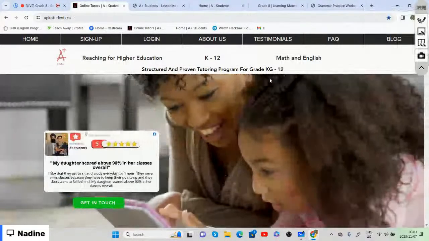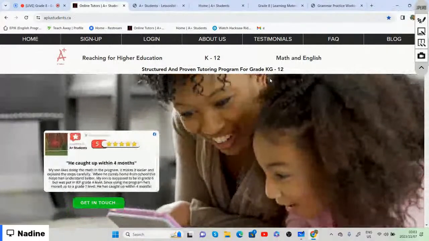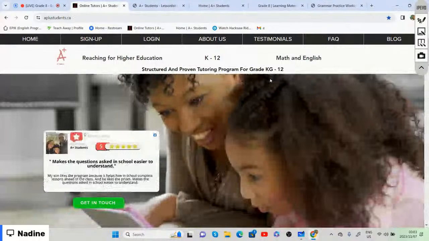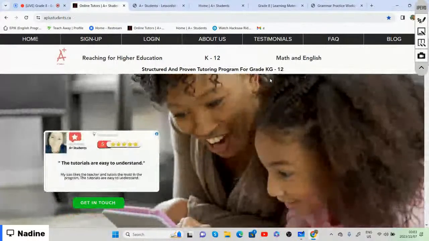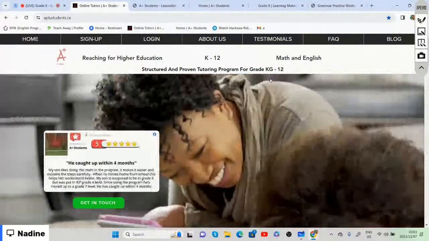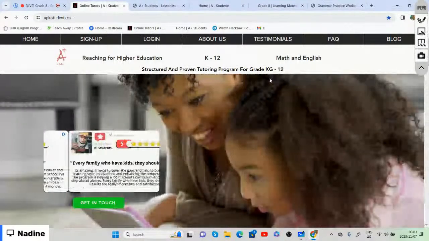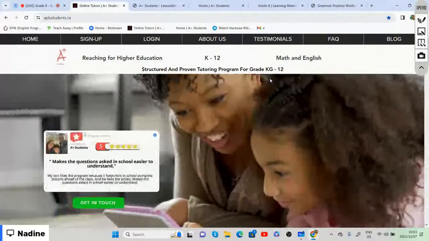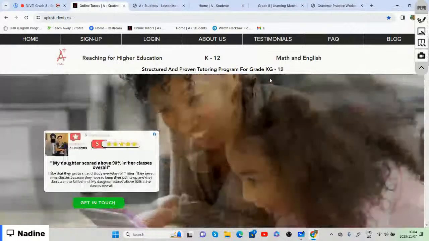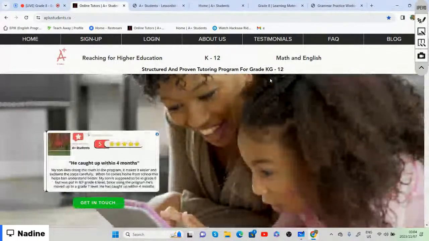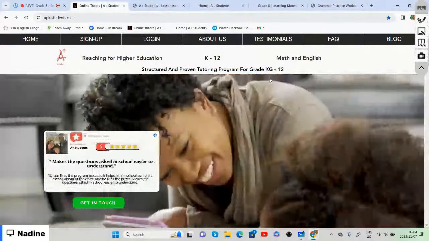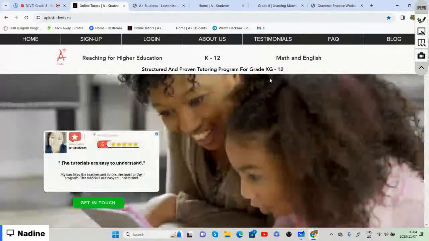Today we'll be doing our grade 8 English lesson on simple, compound, complex, and compound complex sentences. Within this lesson, we are going to find out the differences between a simple sentence, a compound sentence, a complex sentence, and a compound complex sentence.